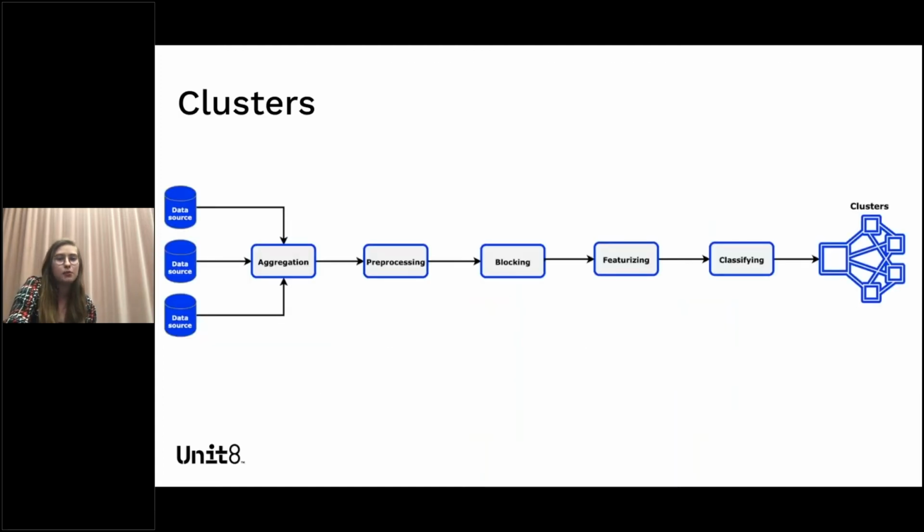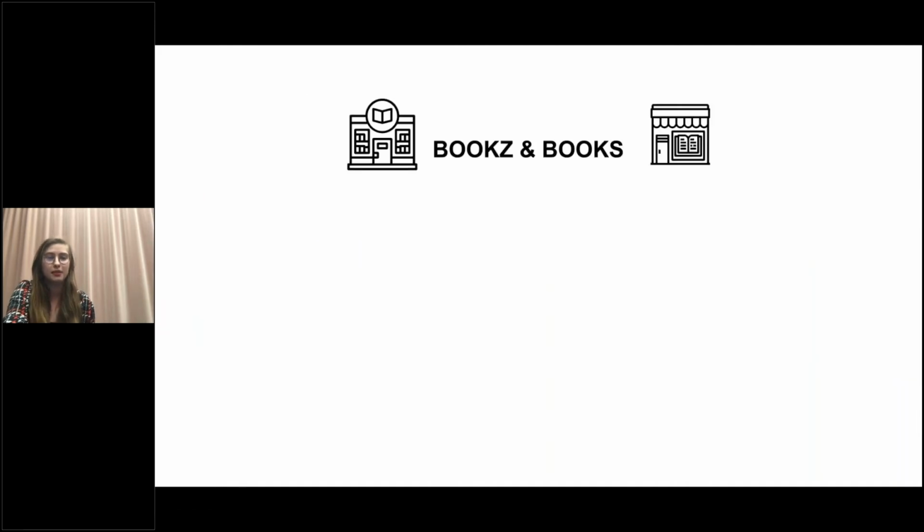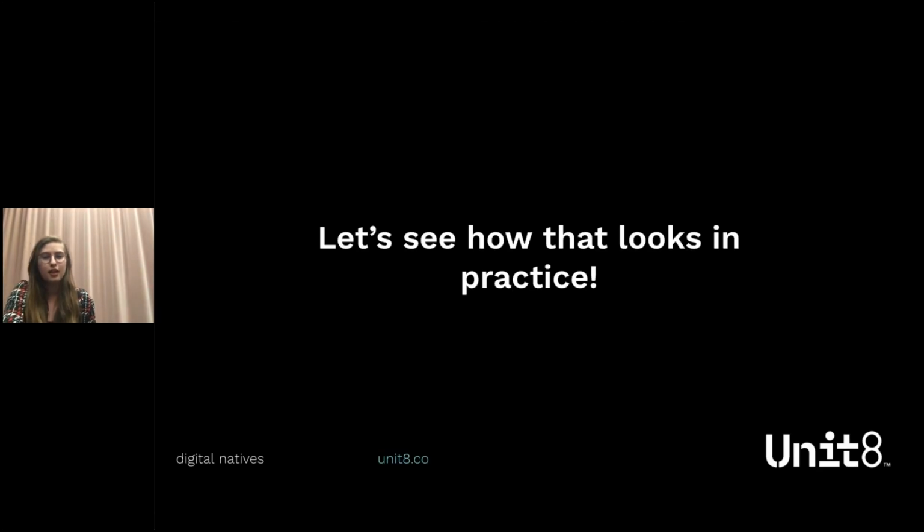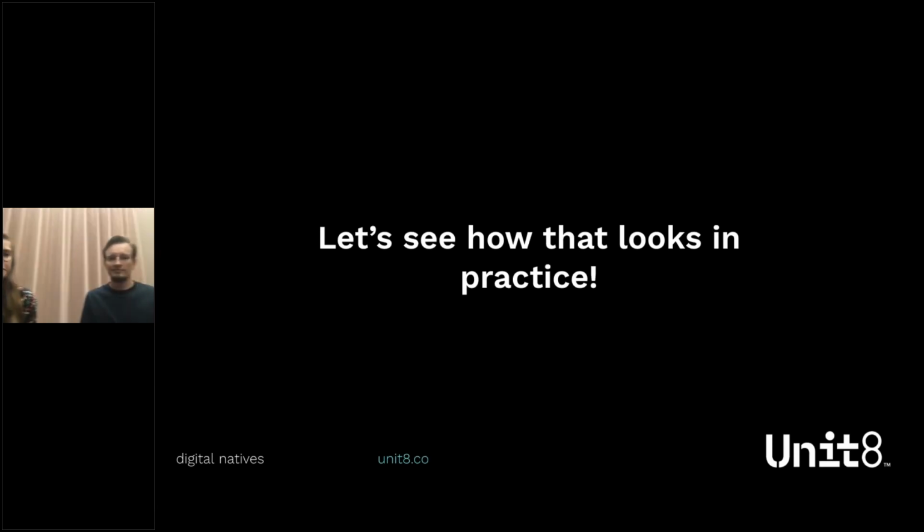And finally, we move on to the light at the end of the tunnel, the clusters. After we finally classify, we'll be able to get a view of exactly what we were looking at the beginning, the goal of the newly formed Books and Books, where they know exactly how many books they have from everywhere and how they are grouped together in clusters. So this all was a little bit abstract. So let's see how that actually looks in practice with a coding demo from my colleague Radu.